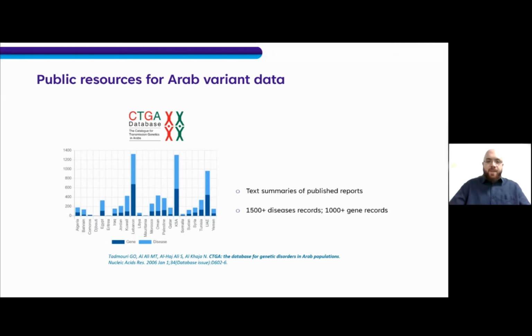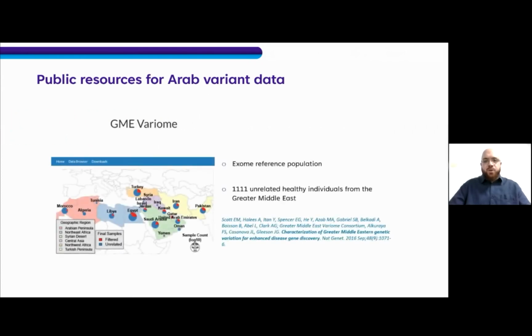But before I get to the update of CTGA, I should mention some of the recent major public resources that are available today with Arab variant data. So, for example, in 2016, the Greater Middle East Variome Consortium collected data from over 1,000 healthy individuals, and their variant data on allele frequency and zygosity is available through a browser and download file, and their data is split between geographical sections in the region.